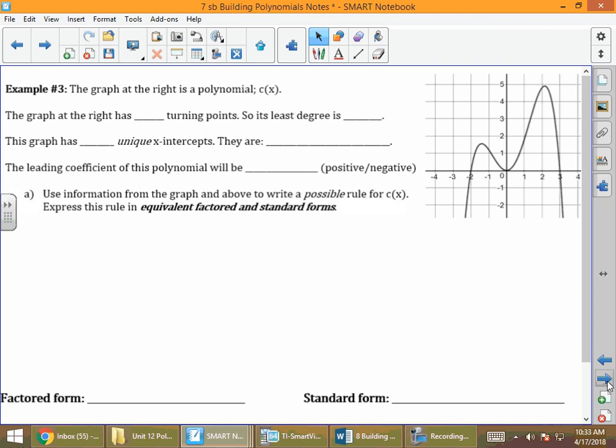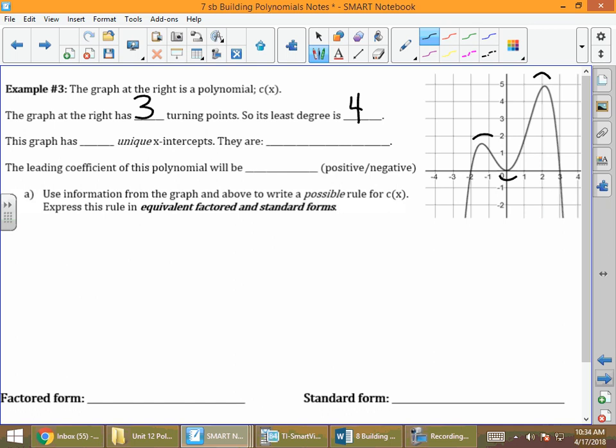it says the graph at the right is a polynomial c of x. And first of all, take a moment and look and decide how many turning points are we going to have. Well, we have 1, we have 2, we have 3. So the graph at the right has 3 turning points. So this time we're given turning points. So what's our degree? And you should be going 4 because our turning points are 1 less than the degree. So we have to add 1 to 3 to get our degree.